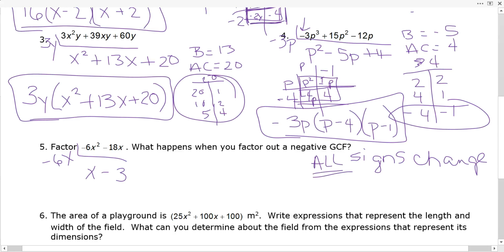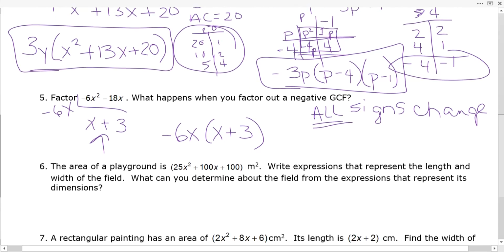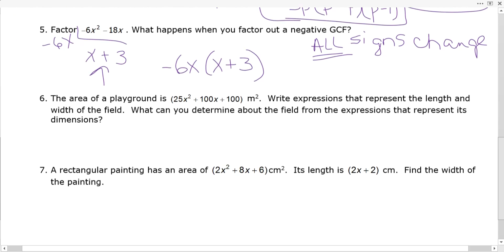And here we are again with that whole signs changing thing. Don't just do one because that'll mess it all up like I just did. X plus 3. So my answer is negative 6x times x plus 3. Do you notice I slipped that in real quick because I put a negative sign? So yeah, I don't understand why you'd do that, because I just did it.